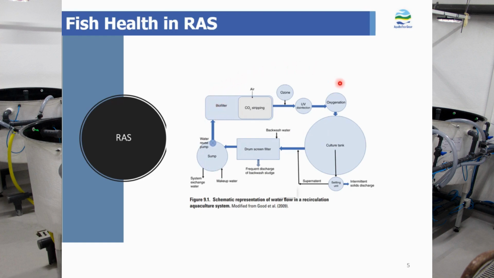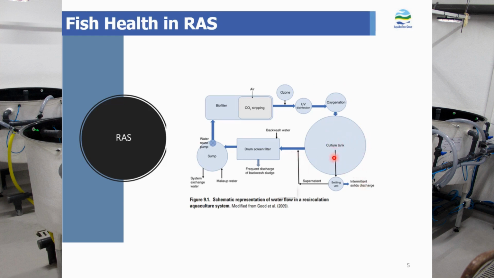So that's the idea of RAS, recirculate the water over and over again. There are other components as well to help disinfect the water, such as ozone and UV. Oxygen supply is also very, very important. So how does a system that recirculates the same water over and over again clean itself?